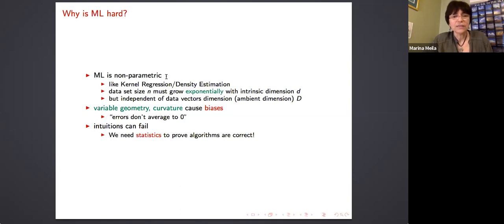The first reason is that manifold learning is not parametric. And I don't expect many non-statisticians to know what non-parametric means. But if you are familiar with kernel regression or kernel density estimation or spline regression or support vector machines, these are all non-parametric methods. And one thing that differentiates them from models like mixture of Gaussians, which are parametric, is that you need much more data to obtain accuracy. Why? Because these models are much more flexible.